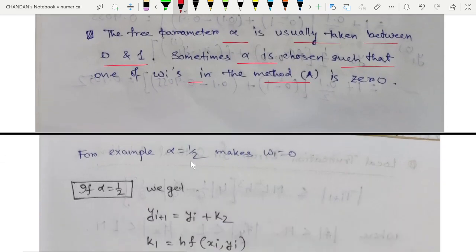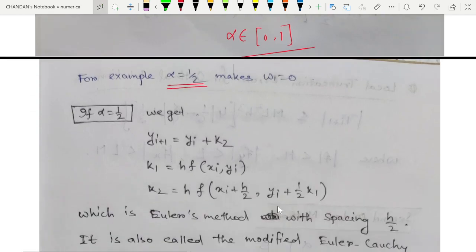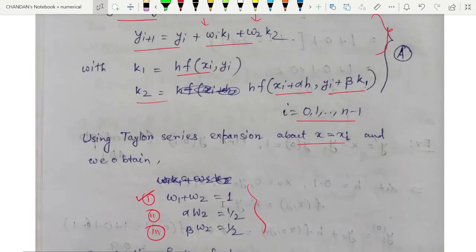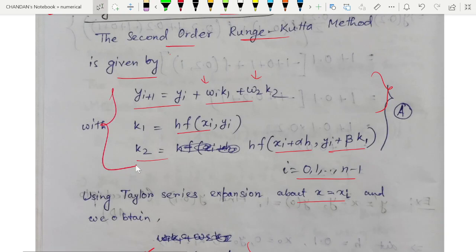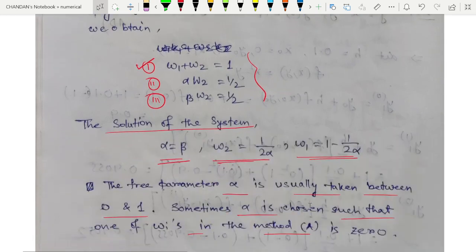Now for example, if we take alpha equal to half, the value of alpha should be lying between 0 and 1. This is the main fundamental. For example, alpha equal to 2 makes w1 equal to 0. Okay, so see, w1 equal to 0 and alpha equal to half, what happens? yi reduces. This is the general method, so remember this well. Based on the values of w1, w2, alpha and beta, we get different methods, and the names of the methods are also different.